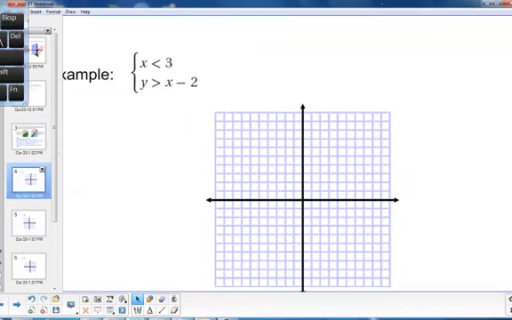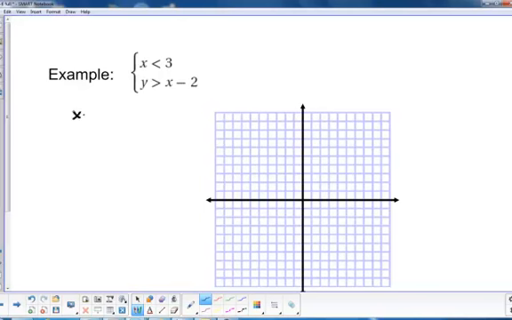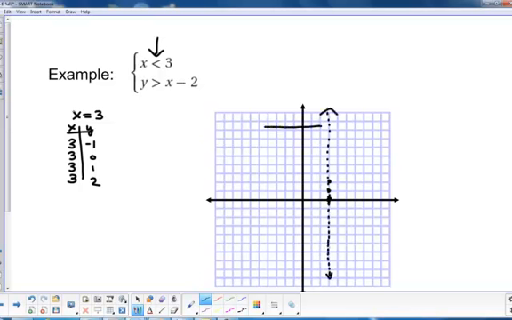All right, so let's practice this. x is less than 3. So you think about x equals 3. x equals 3 is a table where x is always 3. y can be anything. So x equals 3 is a vertical line at 3: over 3 up 0, over 3 up 1, over 3 up 2. Because it's less than, it is dotted, so it is not solid because there's no equals to. And then it's less than, so we're shading everything towards the negatives.